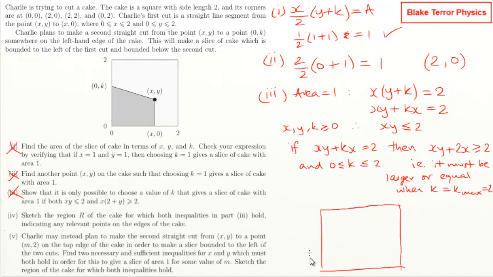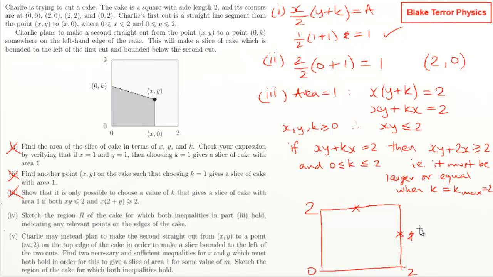Going from 0 to 2 on each axis, we have to draw xy is less than or equal to 2. So that means we're going to be going through, well, okay, let's go through. So if y is equal to 2 over x, when x is 2, y is going to be equal to 1. So we're going to have it going through 1 there. When y is equal to 2, x must be equal to 1.